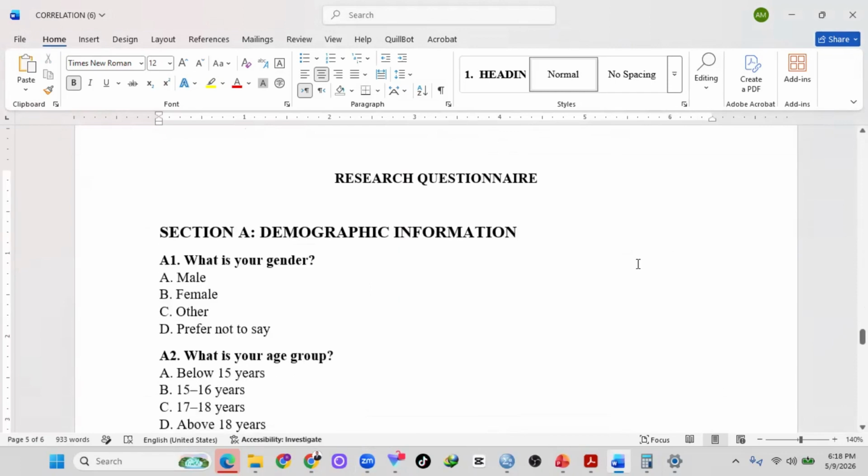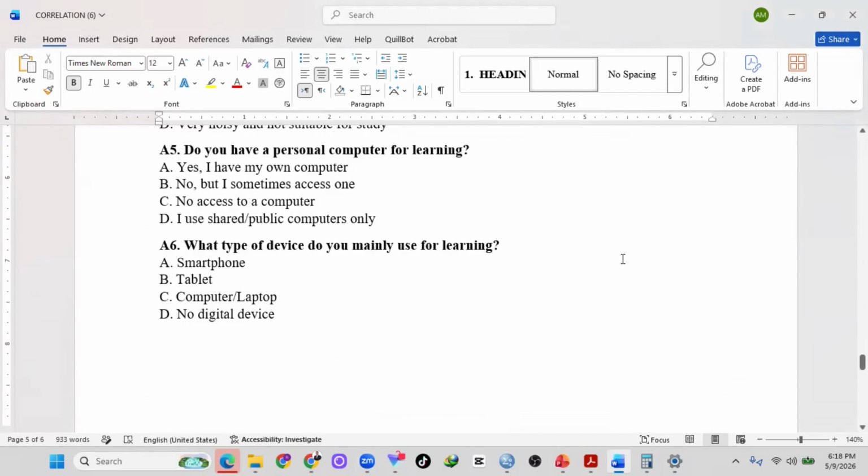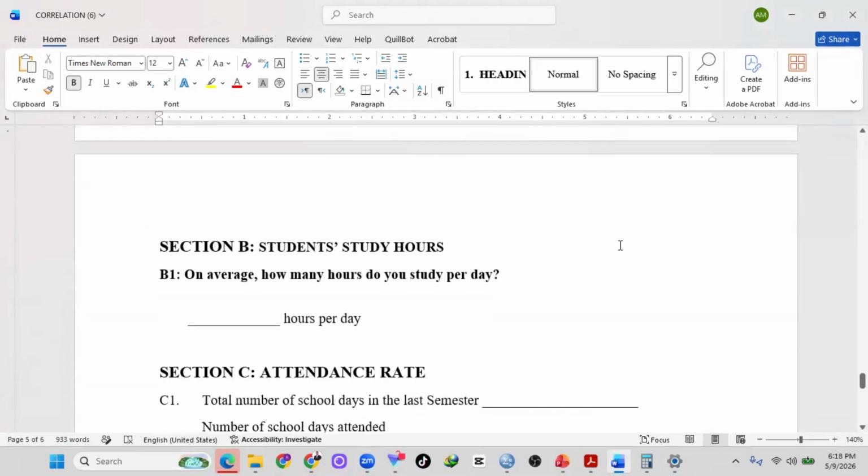So in the questionnaire, we have the demographic information, which we already dealt with in the previous lesson. So let's see how the different parameters of engagement are being measured. We have the students' study hours. In the student study hours, we are measuring, on average, how many hours do you study per day? So the student can tell us the number of hours that they study per day.